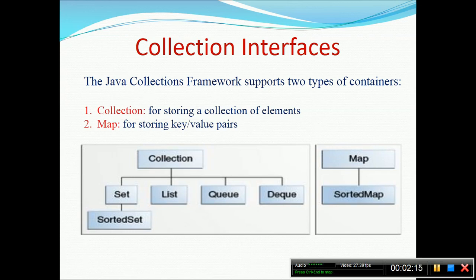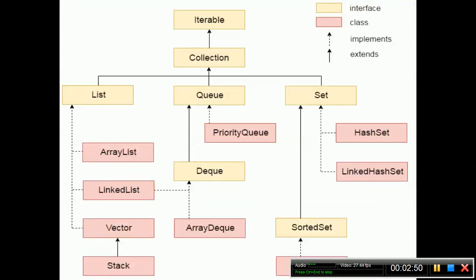So come to the collection interfaces. The Java collection framework supports two types of containers. One is a collection, the next is a map. The collections are generally for storing a collection of elements, whereas the map is for storing key value pairs. Within the collection we have set, list, queue and DQ. Within the set we have sorted set. Within the map we have sorted map. It could be clearer with a diagram that will give an idea about what the interfaces and classes are. You will see it in the further video.